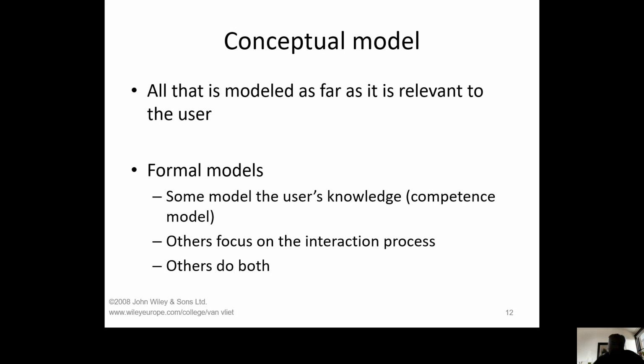Conceptual means everything is modeled as far as is relevant to the user. Some formal models focus on the user's knowledge, others on the interaction process. Formal models are pretty boring stuff. Password must be 8 characters. You must have alphabetic, numeric, and special characters. All those things we put in. These are really formal definitions. But a lot of things are modeled as far as is relevant to the user.